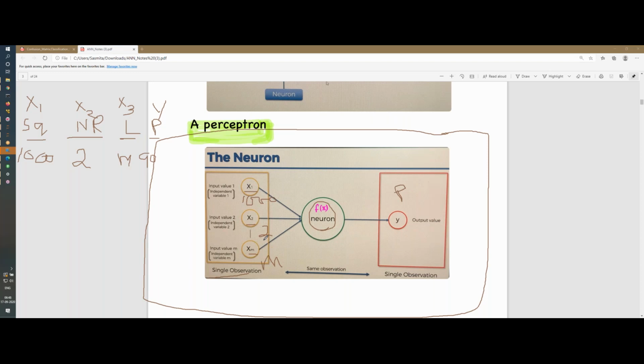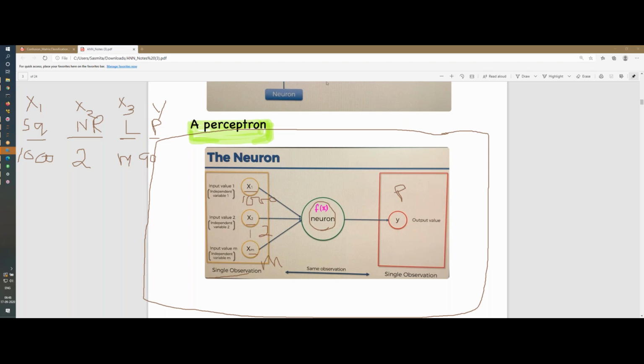All the input layers are connected to the neuron, and then something is happening inside the neuron. Finally, one single output is coming, and that is called Y. That is my output layer. How many nodes are there in the output layer? One node, that is Y, right?